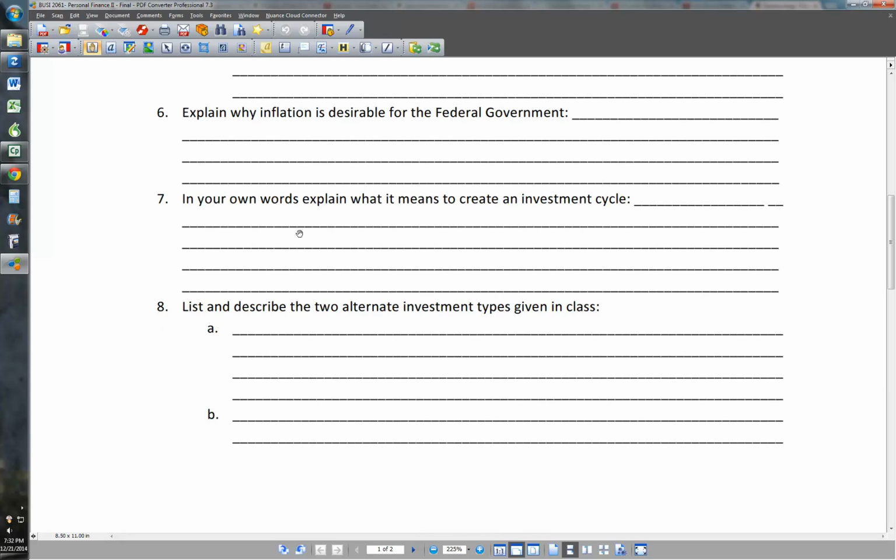Number 8, list and describe the 2 alternative investment types given in class. I'll give you the 2, right? And then you can maybe go back in and look at them yourself. But the 2 are, one was investing in your own business, right? And then the other one was investing in real estate rental properties, right?